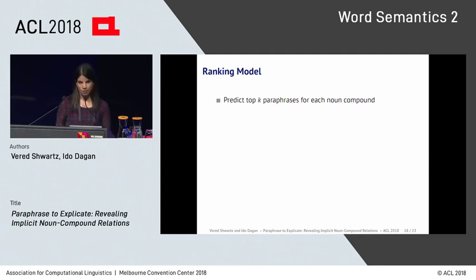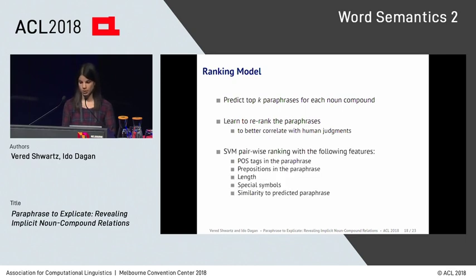As I said before, our evaluation is on a ranking task, so we also have a ranking component. We start with predicting the top K paraphrases for each noun compound, and then we learn to re-rank them to better correlate with human judgments. So our ranking model is an SVM pairwise model. It's basically a binary classifier for each noun compound, and for each two paraphrases, it has to determine whether the first or the second paraphrase should be ranked higher. And it's based on shallow features like part-of-speech tags, prepositions, length, and the input from the original model.